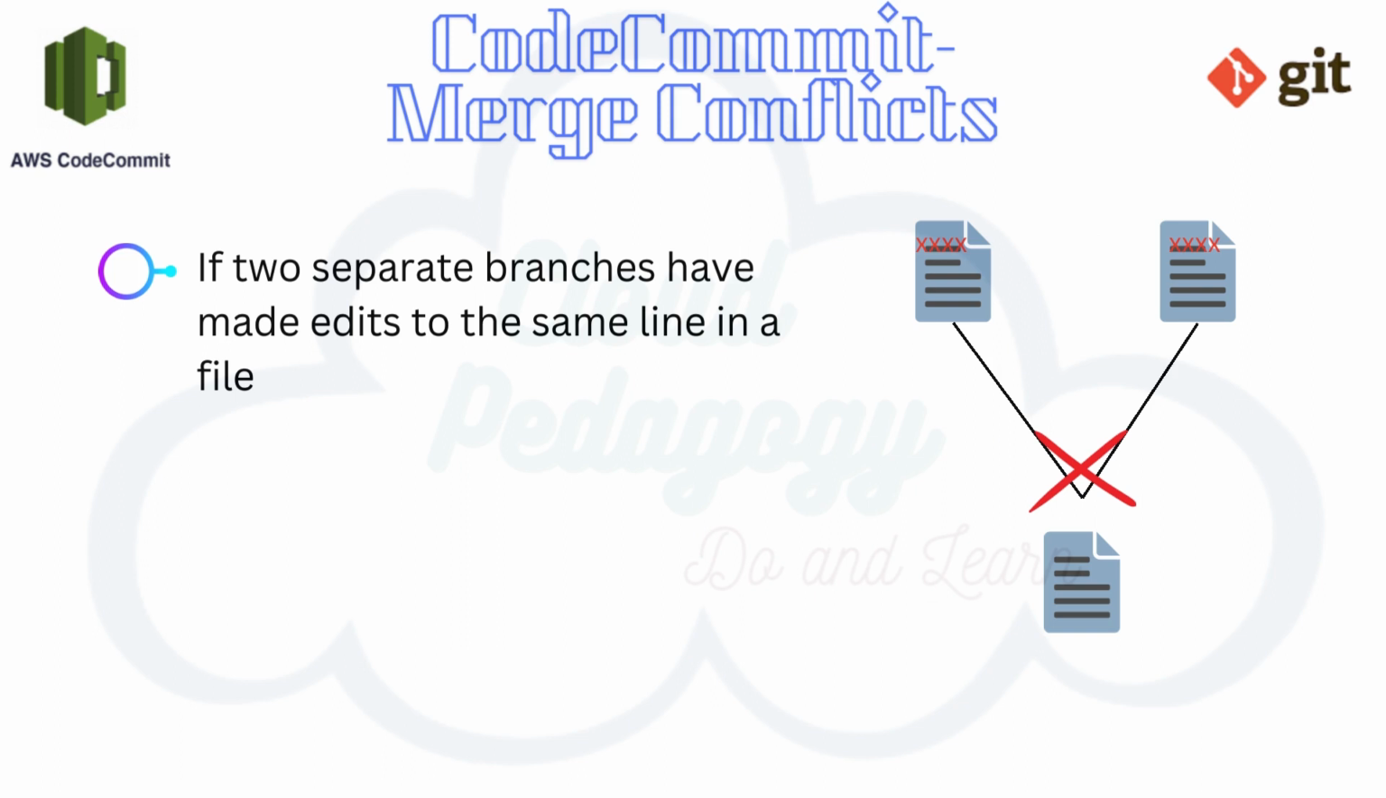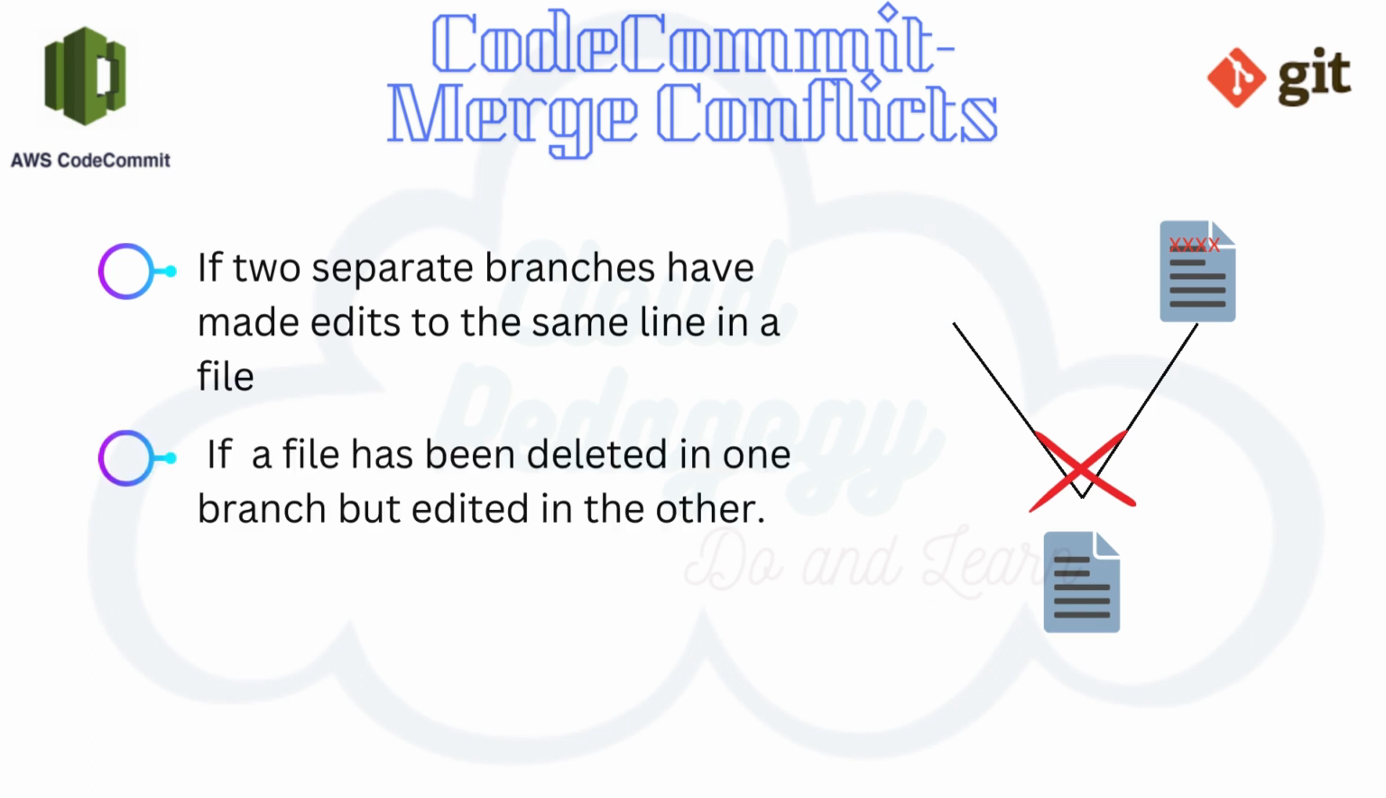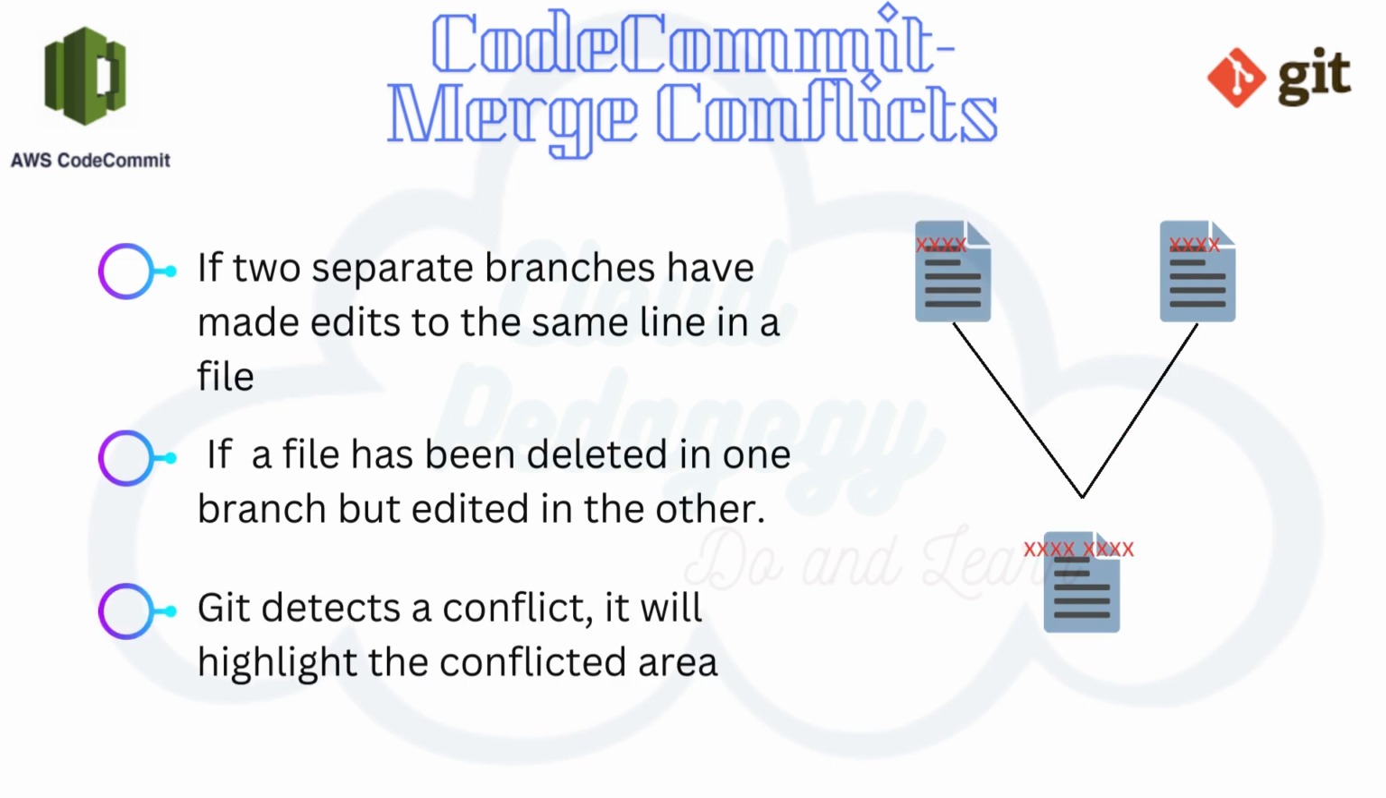As I said before, a conflict arises when two separate branches have made edits to the same line in a file, or when a file has been deleted in one branch but edited in the other one. If Git detects a conflict, it will highlight the conflicted area and ask which code you wish to keep. Once you tell Git which code you want, you can save the file and proceed with the merge.